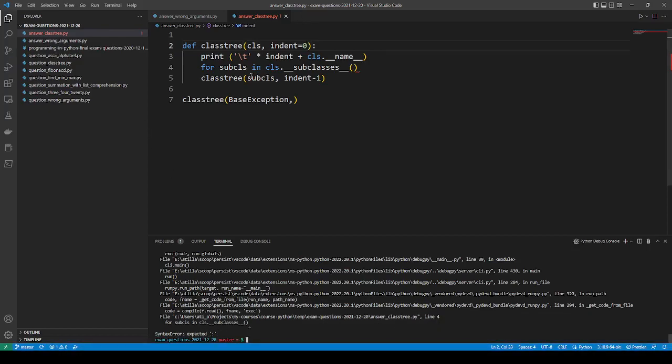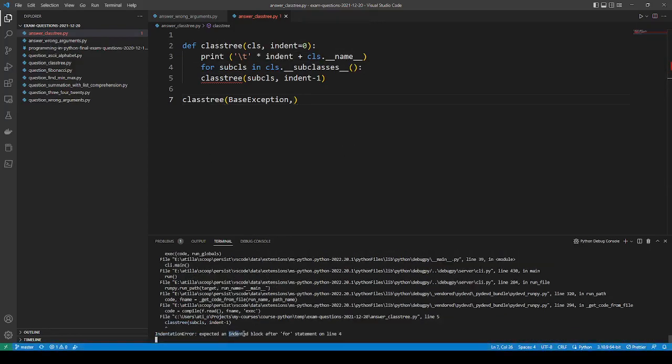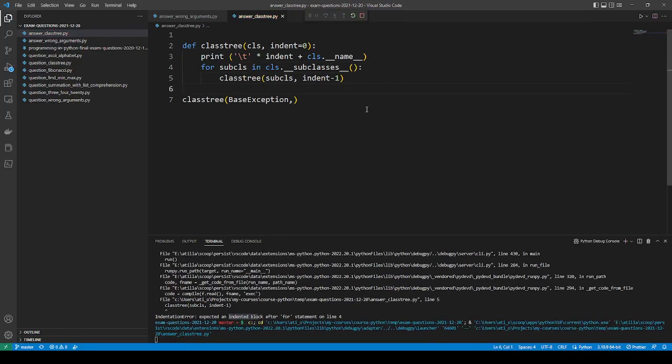Okay, and it says syntax error expected. Where is it? Line 4. Line 4. Yeah, I need to write this one here. Okay, and here again it gives me expected indented block. If I run it again, it says again the same expected indented block. Since we have this double colon, we need to indent always, and run it.